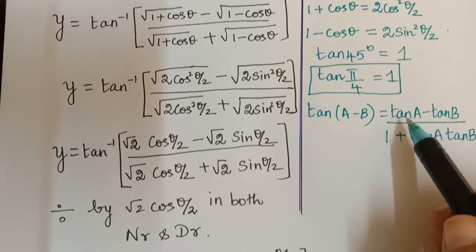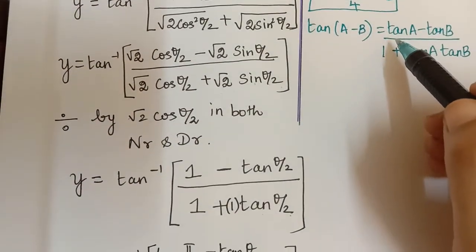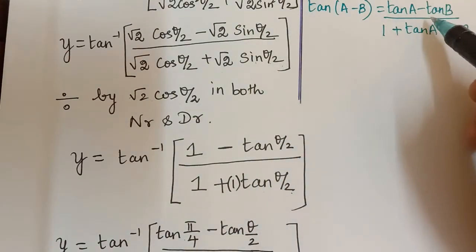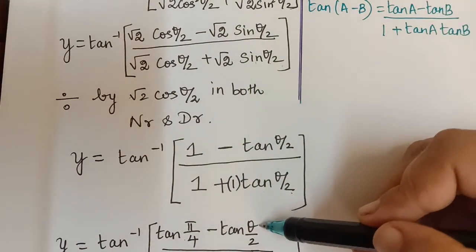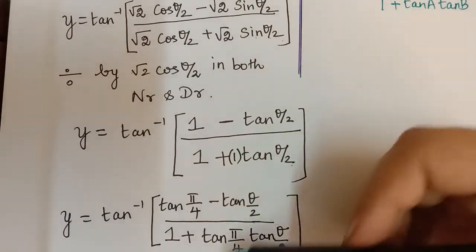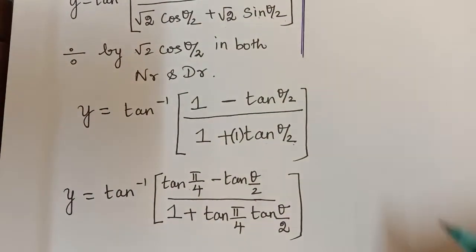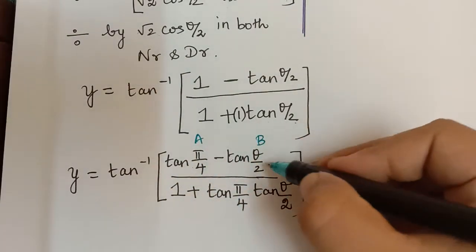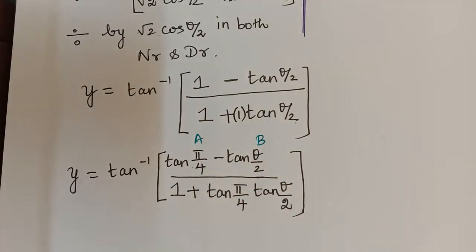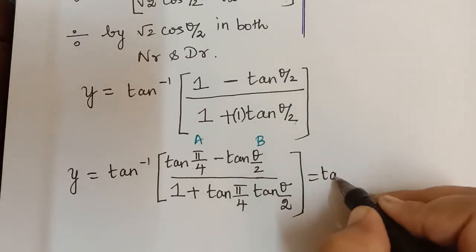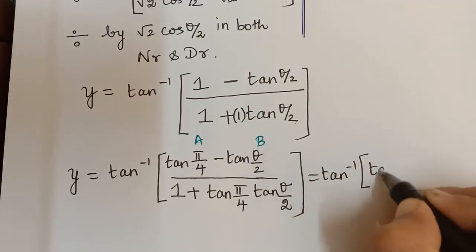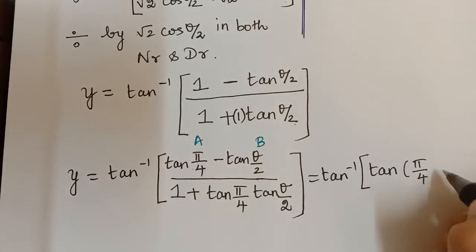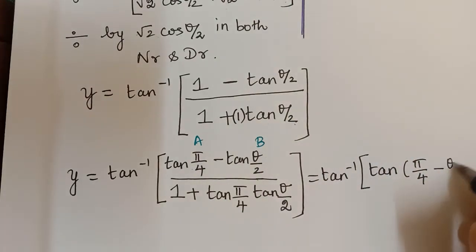Now if we see in our problem, we have tan A as tan pi by 4, tan B as tan theta by 2, divided by 1 plus tan A tan B, where the value of A is pi by 4 and the value of B is theta by 2. So this is equal to tan inverse of tan A minus B. So A is pi by 4, so pi by 4 minus B is theta by 2.